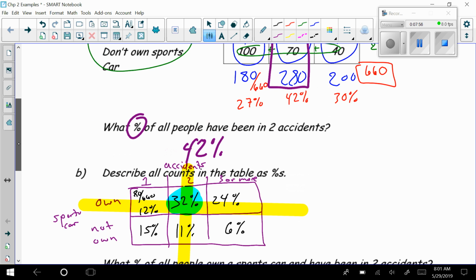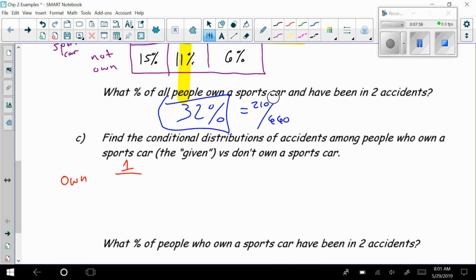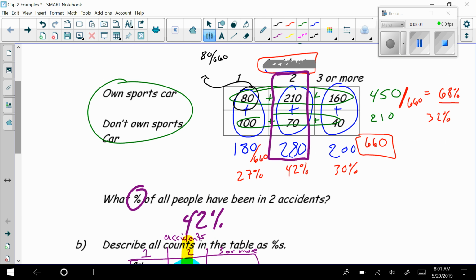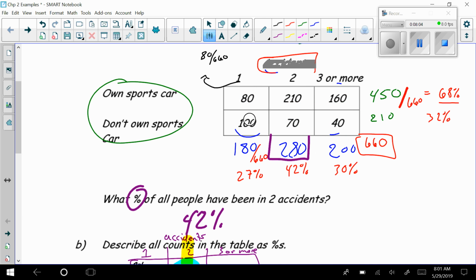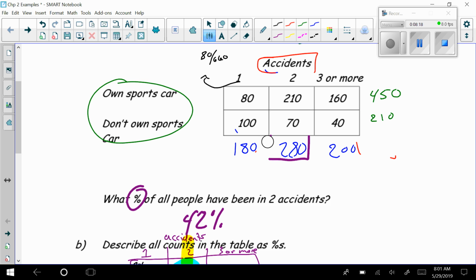So when we're doing this now, let me get some of this work that I've done up here out of the way. Okay, so as we're looking at this, I don't think I need these numbers. So what we're looking at now is, if I care about people who own a sports car, all I care about is this part of the table. Well, how many total people are there in this part of the table? There's 450 total.